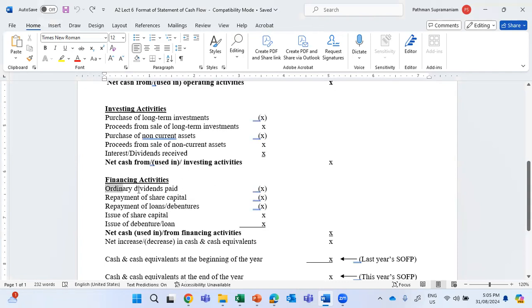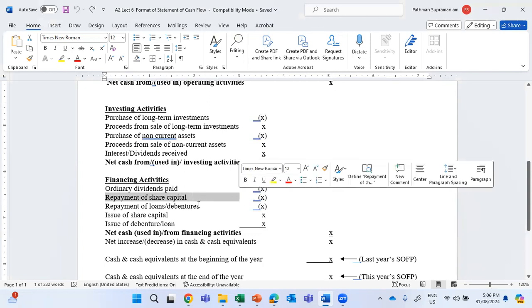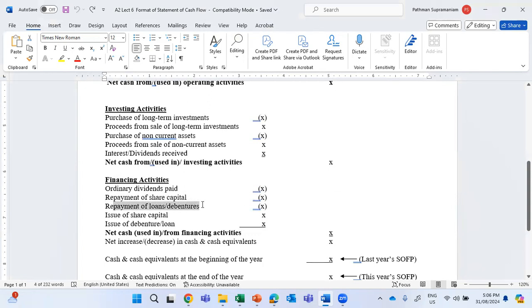So for example, if the company paid dividends, we are paying money, so it's a cash outflow. Sometimes the company will pay back, reimburse capital back to the shareholders since they want their money back. That's an outflow. Any settlement of liabilities, such as loan or debenture, is an outflow. But when the company issues share capital, if it's issued for money, then it's an inflow.